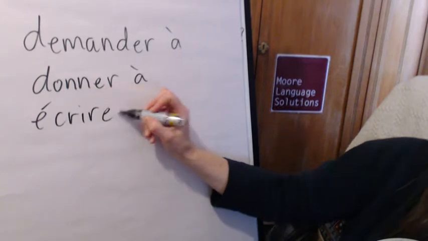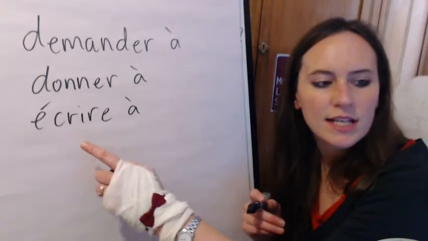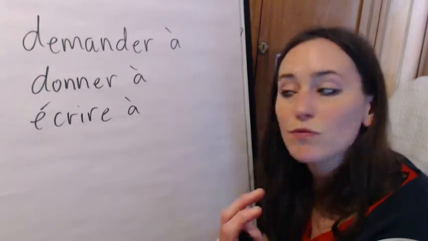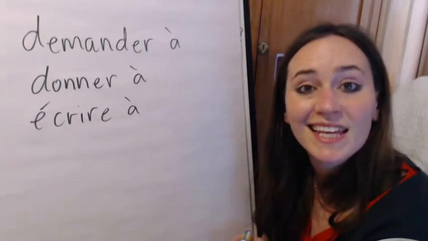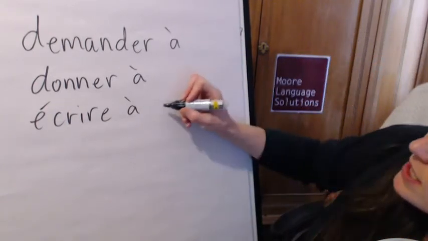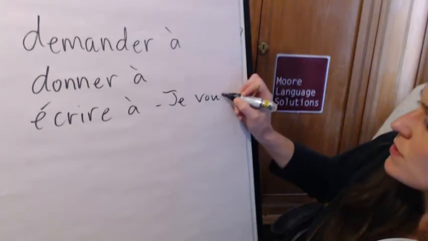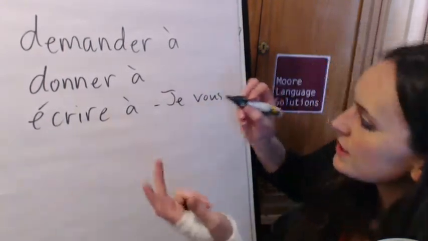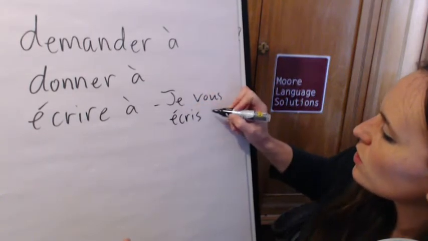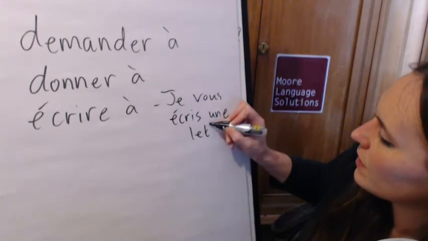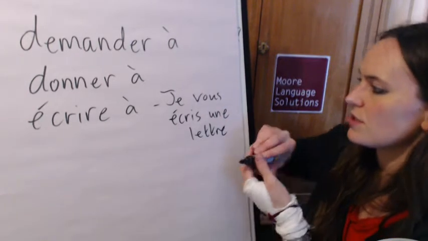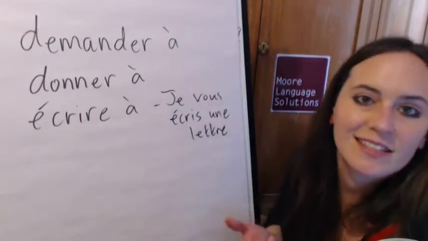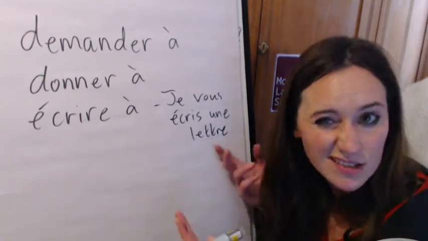Écrire à quelqu'un. So if you're writing a letter to someone, you would say, for example, je vous écris une lettre. So like this, je vous, there's the indirect object pronoun, that means I to you write, écris une lettre. So the other way of saying this is j'écris une lettre à vous. Je vous écris une lettre. Kind of makes more sense to say it that way.